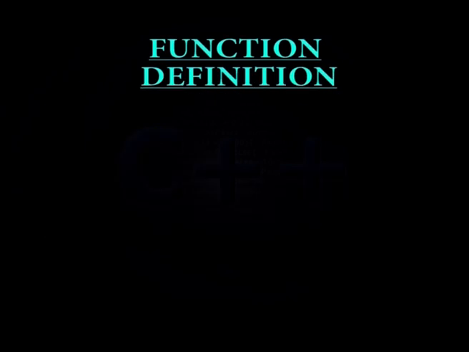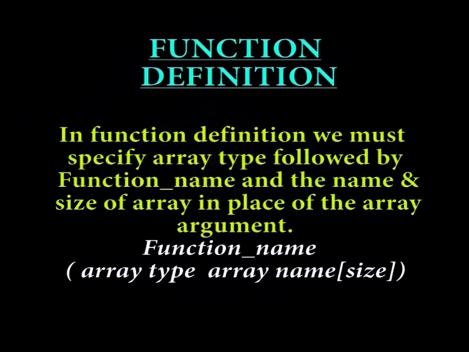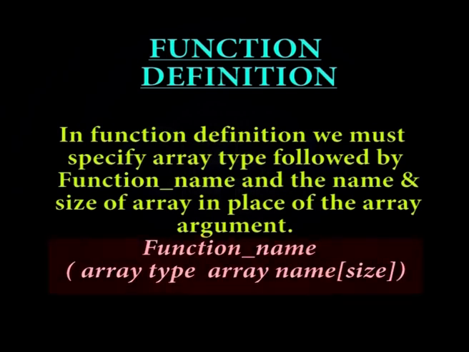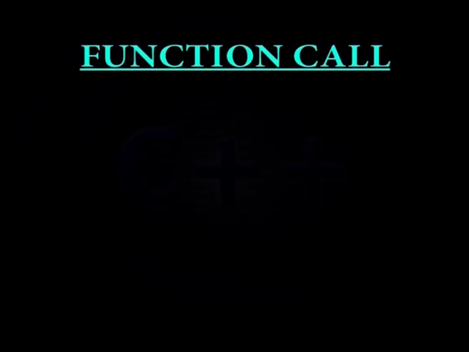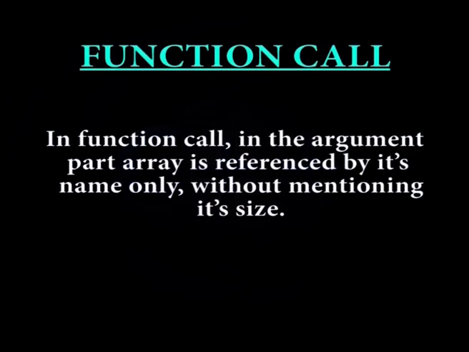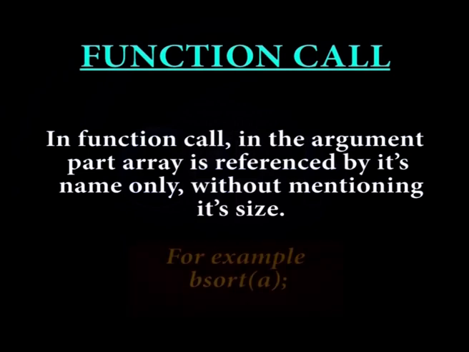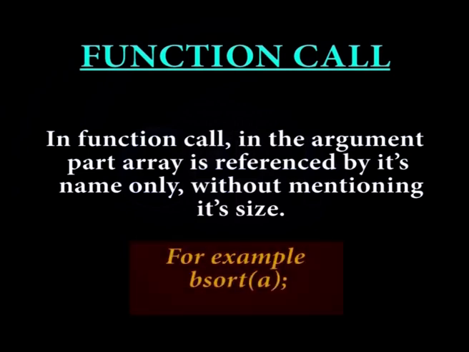Function definition. In function definition, we must specify array type followed by function name and the name and size of array in place of array argument. Please note that statement is not ended with semicolon. These are the examples for function definition. Function call. In function call, in the argument part, array is referred by its name only without mentioning its size. Here is the example for function call.